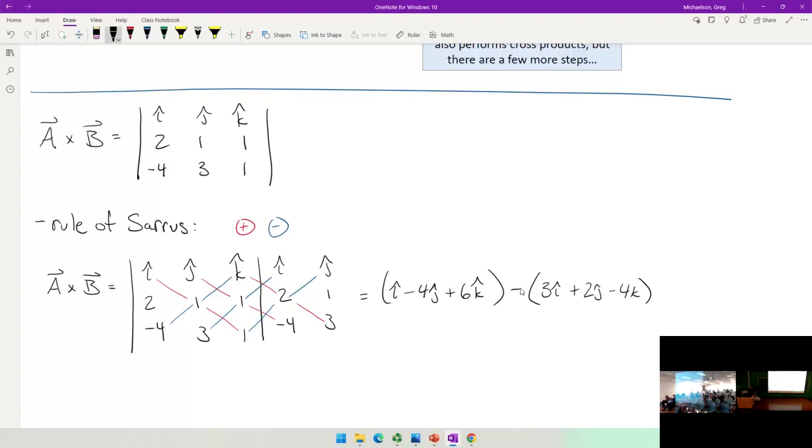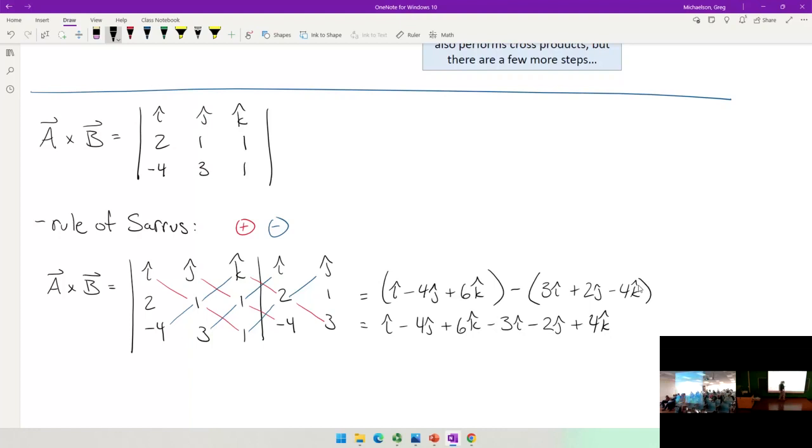So we have i minus 4j plus 6k minus 3i minus 2j and then plus 4k. Oh, forgot my hat there. All right, so you see why I did the plus 4? Because negative and negative is a positive, right? And so now all we do is collect our like terms.